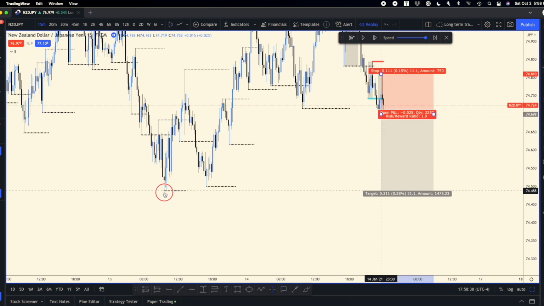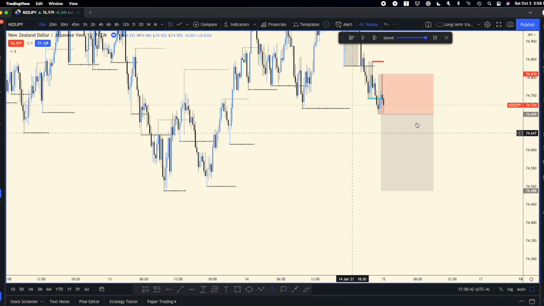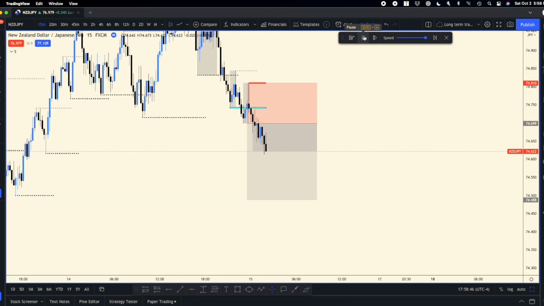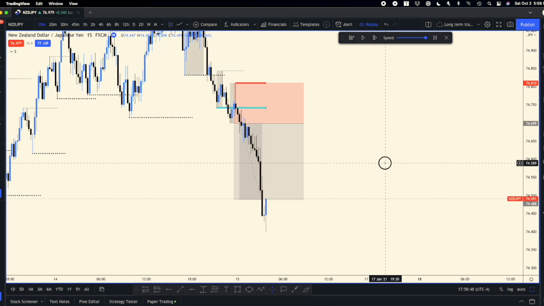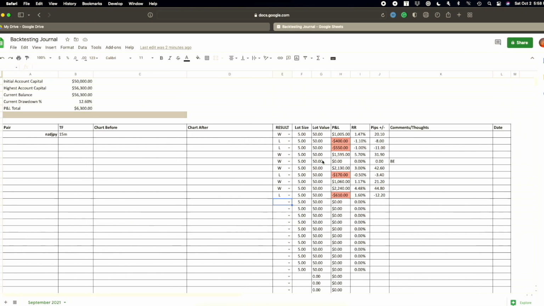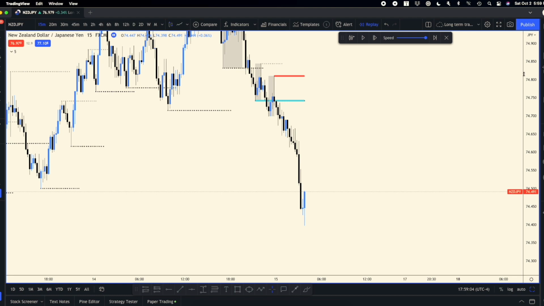And this lower side right here, expecting for inner liquidity to be ran. So let's see what happens. Ran it without a problem. 1.9% gain, 21.1. 21.1, right? So just follow my rules, man. Just follow my rules.